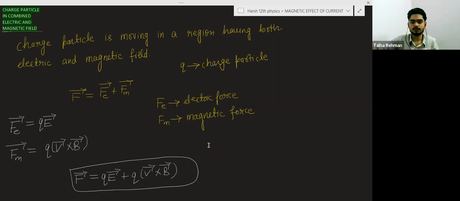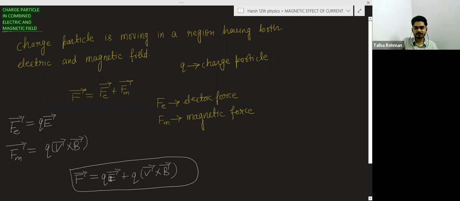Okay. No problem. So see, this is the total magnetic force on the charge particle. Simply you can say that when the charge particle moves in the combined electric and magnetic field, two types of force will be there: electric force and magnetic force. Electric force is given by charge into electric field, and magnetic force is given by charge into cross product of velocity and the magnetic field. Write down this, then we will discuss.